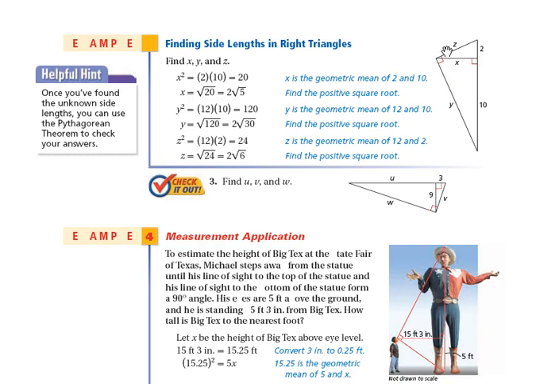z squared is equal to 12, the sum, times 2, the shorter side here. Square root to both sides, I get z is equal to 2 times the square root of 6. If you have trouble with these square roots, simplifying the radicals, that's fine. You certainly can use your calculator too to help you out with that.